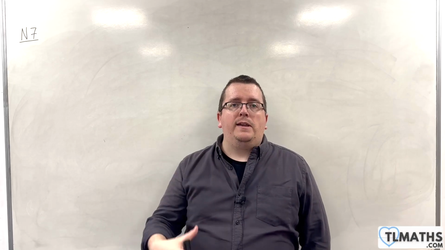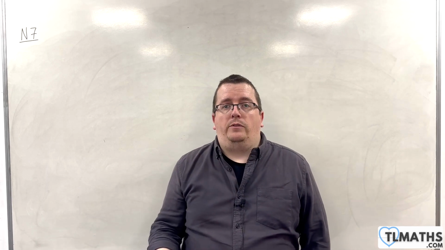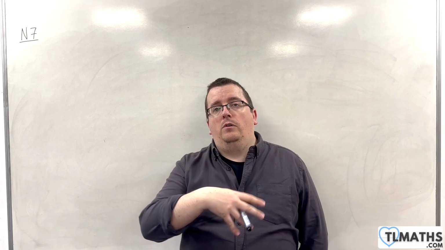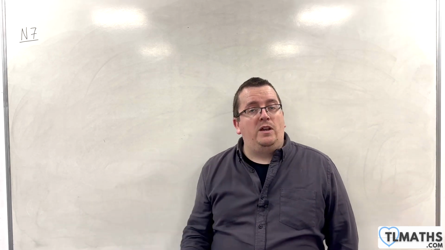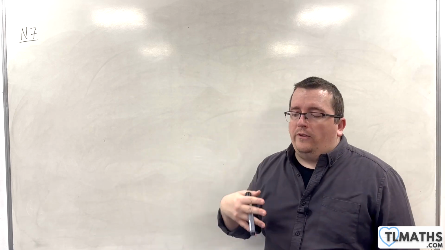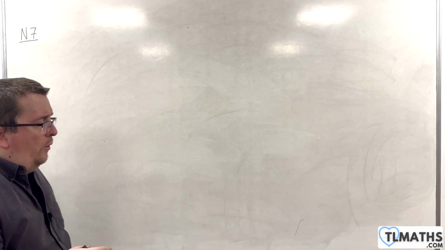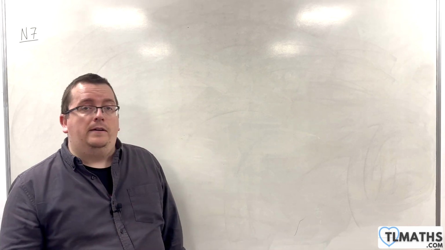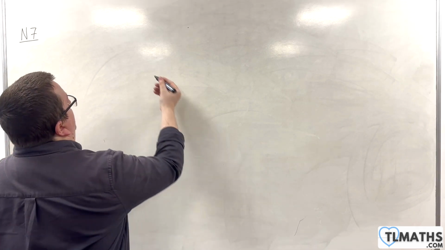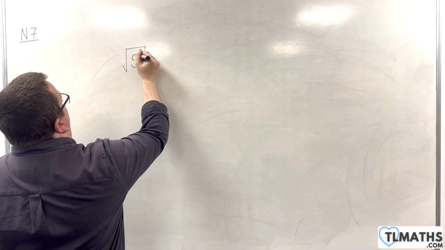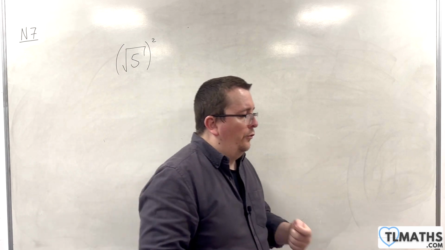Now, when we're simplifying expressions, we might come across square roots or potentially cube roots. And I want to show you how we can simplify those types of expressions and how we can work with them. They can look quite scary at the outset. But what I want to show is that there's really nothing to fear. So let's start off with something like root 5 all squared. Okay, so square root of 5 all squared.